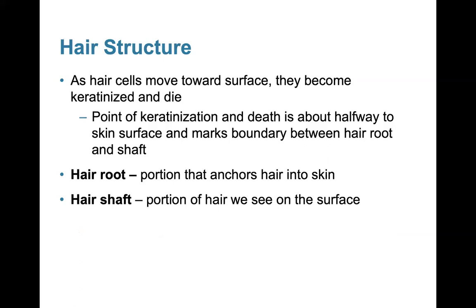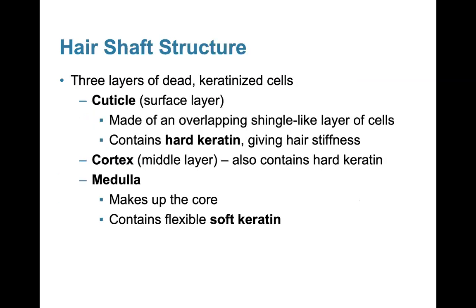Now the hair structure: as hair cells move towards the surface, they become keratinized and die. The point of keratinization and death is about halfway to the skin surface and marks the boundary between the hair root and the hair shaft. The hair root is the portion that anchors the hair into the skin, and the hair shaft is the portion of hair that we see on the surface.